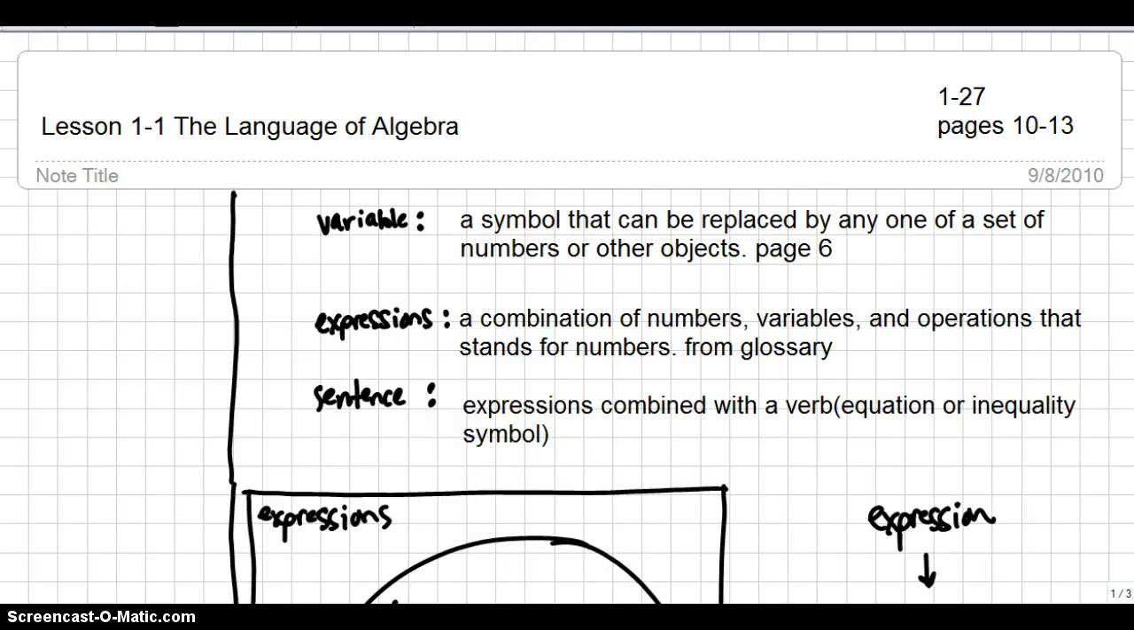This recording is for Advanced Algebra, Lesson 1-1, the language of algebra. Let's start off by looking at 3 vocabulary words.